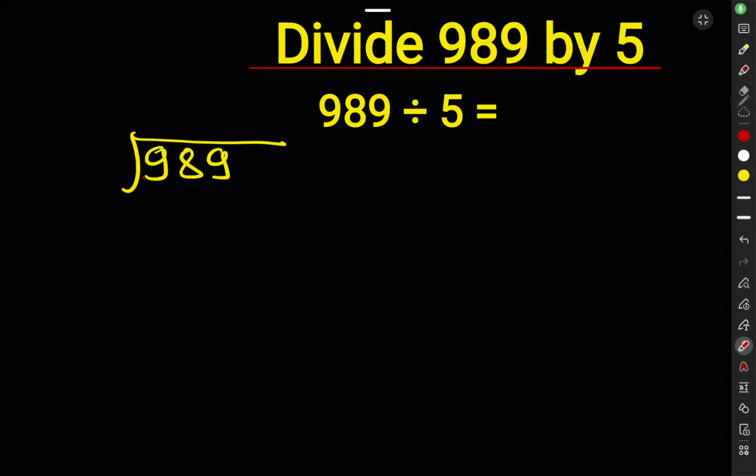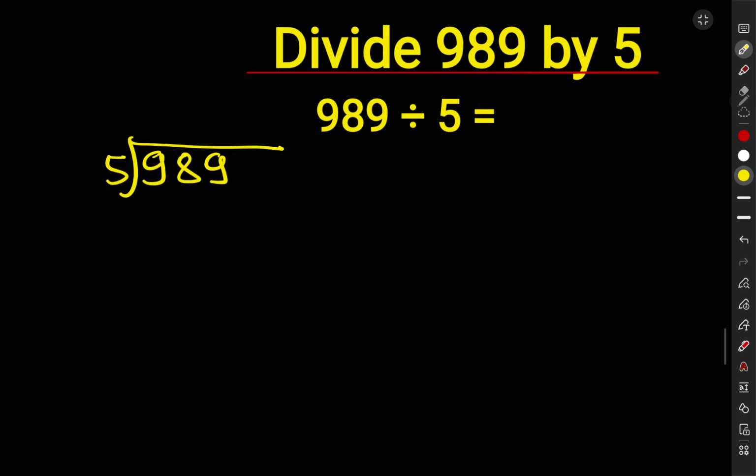We divide 989 by 5 in a long division method. 5 times 1 is 5. On subtracting we get 4. So now we put down this 8 and it is 48.